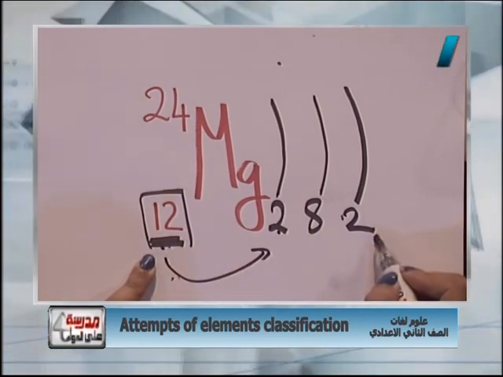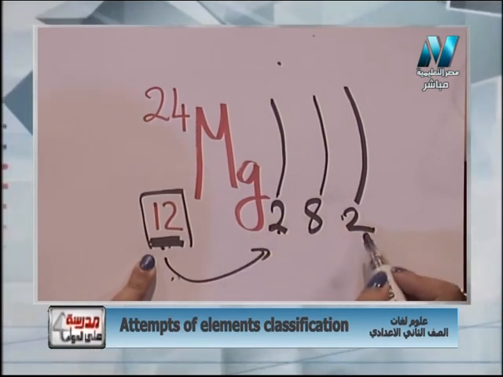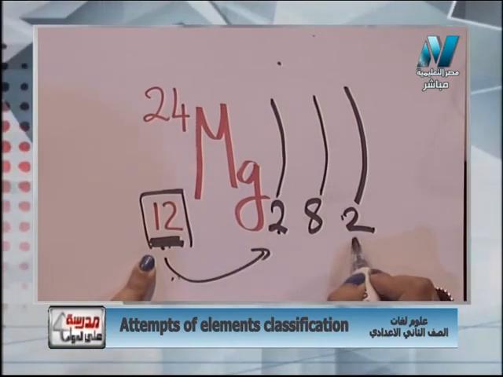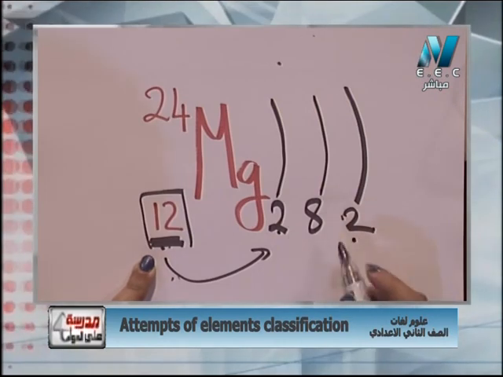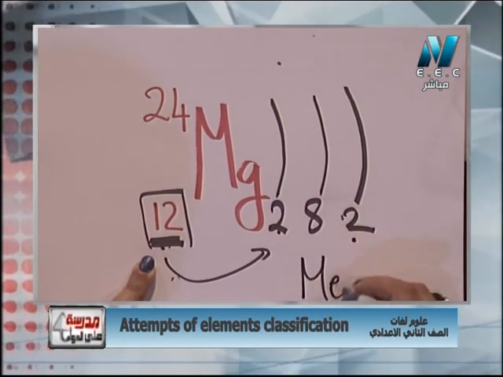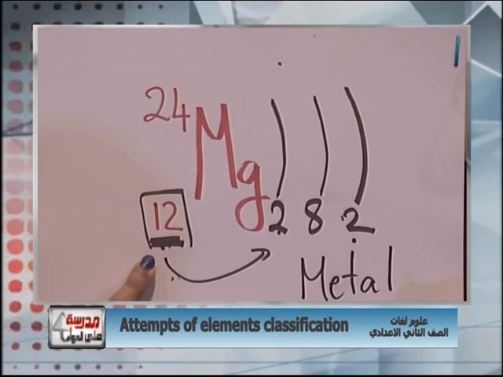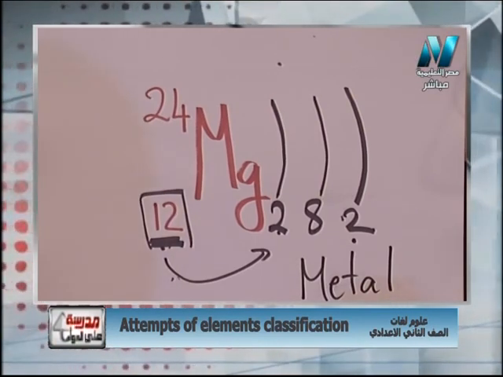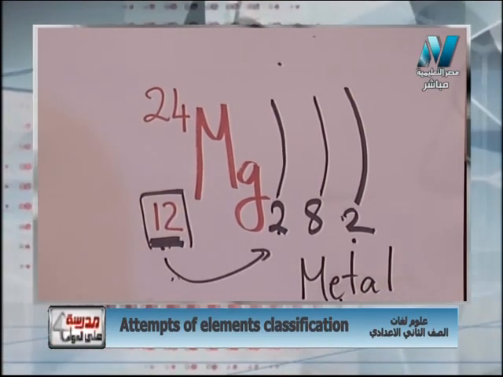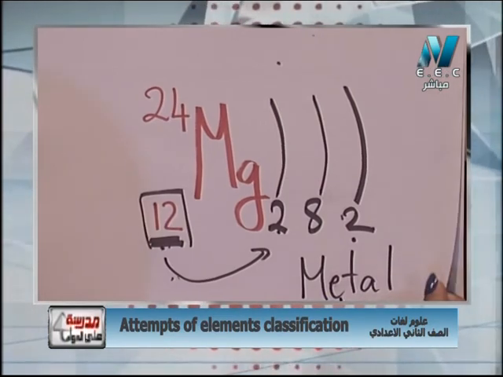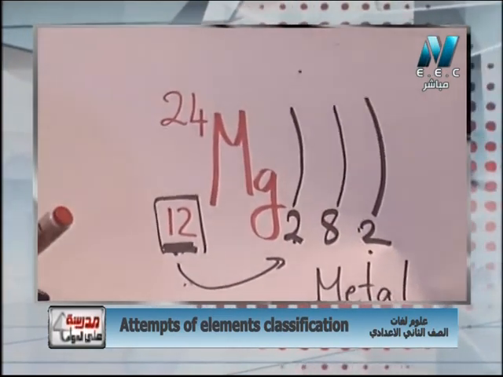The last energy level contains 2 electrons, and this means the last energy level contains less than 4. So this atom is a metal atom. Okay, we have another atom. Yes, we have another atom.